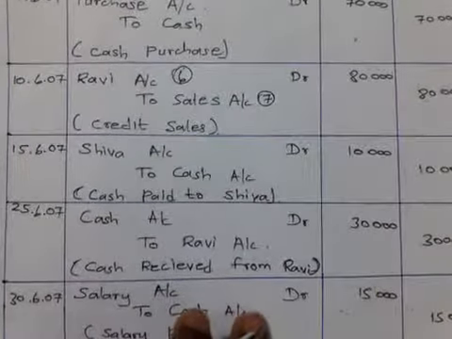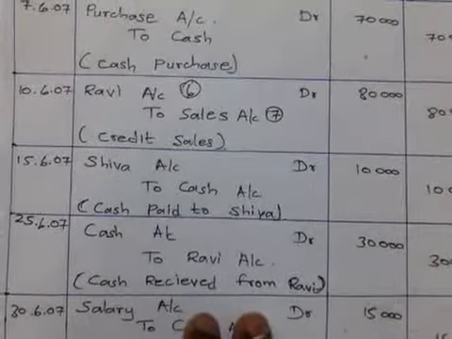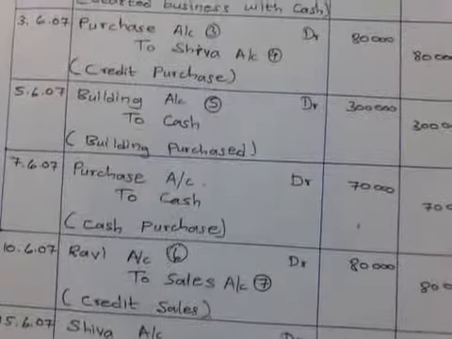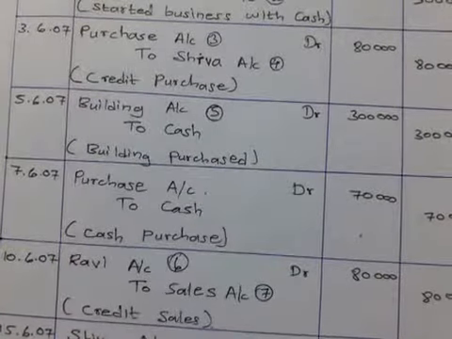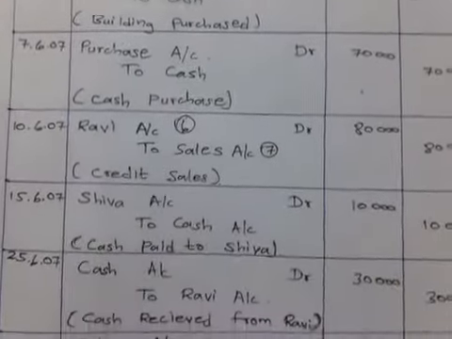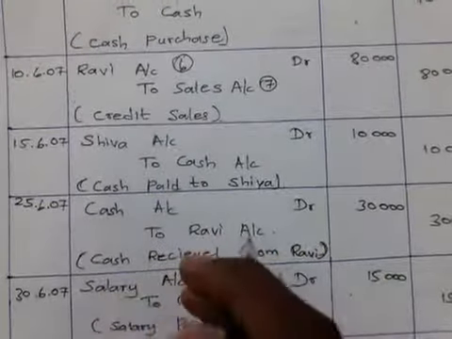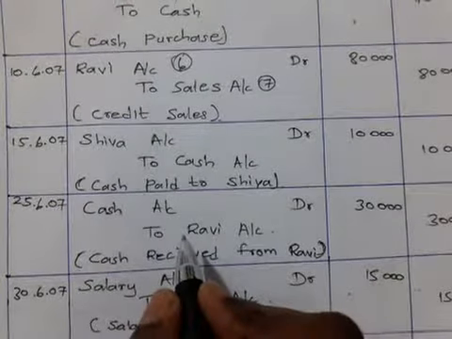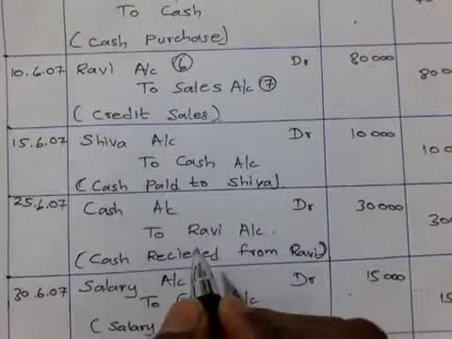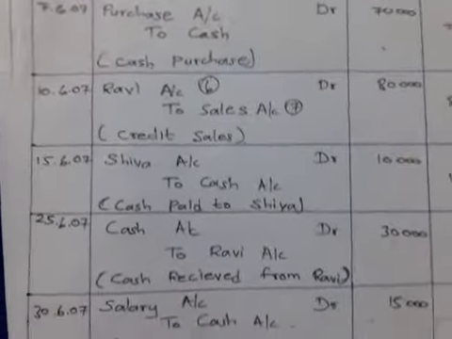After that, in another entry, cash paid to Shiva. So Shiva is a creditor for the firm, because a credit transaction was already mentioned in a previous journal entry. So we have already opened the Shiva account, no need to open again, and the cash account also is there. In another journal entry, it is receiving cash from the firm's debtor. So the cash account is already there, and Ravi account also is already opened, so no need to open again.